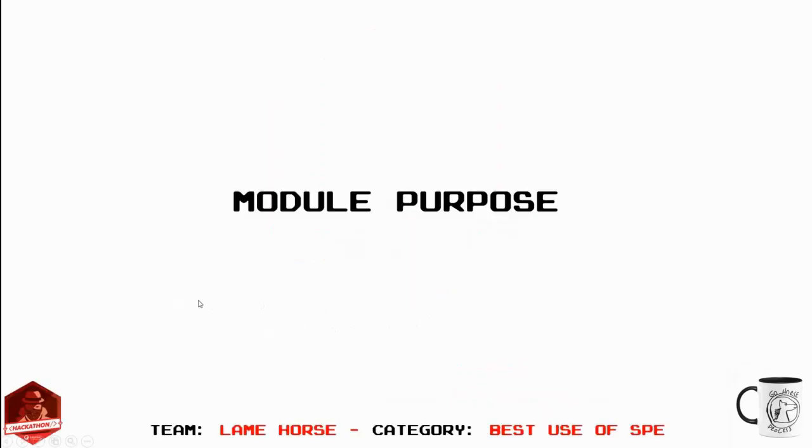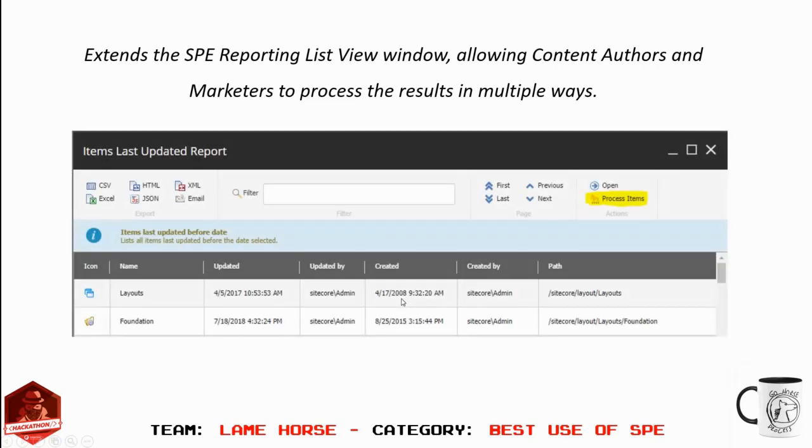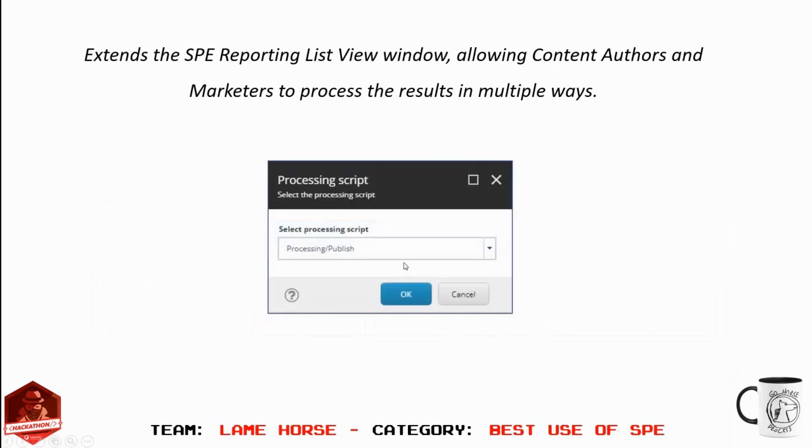I will start by telling the purpose of the module. Basically, the module has been built to extend the Sitecore PowerShell Extensions reporting list view window, allowing content editors, content authors and marketers to process the results in multiple ways. We give this new button, Process Items, which will make the whole magic, and as you click it, you will be able to select among one of the multiple processing scripts to transform the results of the report. Here you see the publish script selected.